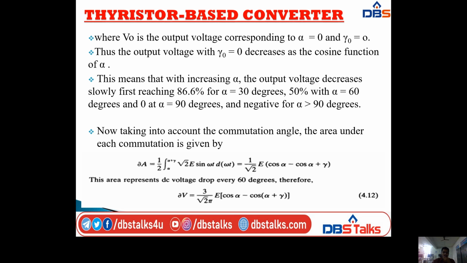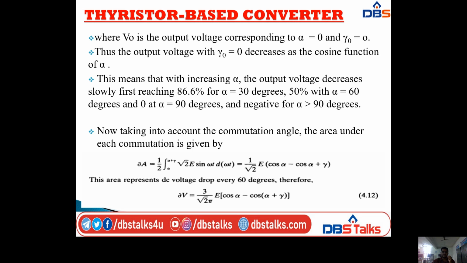Now, taking into account the commutation angle, the area under each commutation is given by dou A is equal to 1 by 2 integral from alpha to alpha plus gamma of root 2 E sin omega t d omega t. That is equal to 1 by root 2 E of cos alpha minus cos of alpha plus gamma. This area represents the DC voltage drop every 60 degrees. Therefore, dou V is equal to 3 by root 2 pi E of cos alpha minus cos of alpha plus gamma. So this represents the DC voltage drop every 60 degrees.